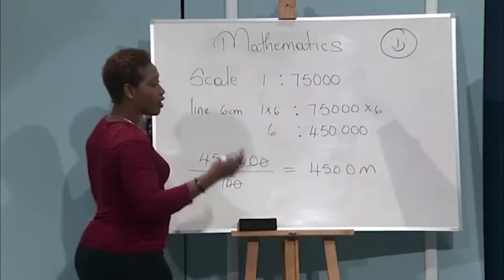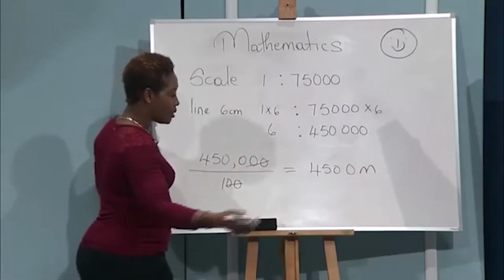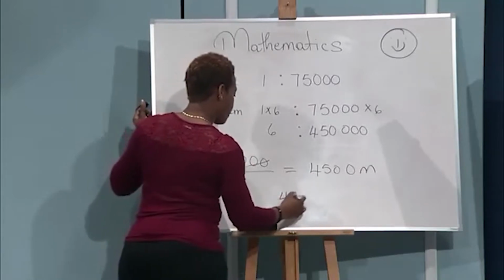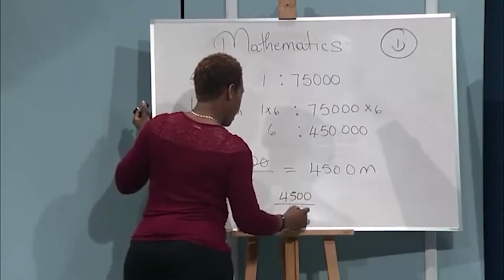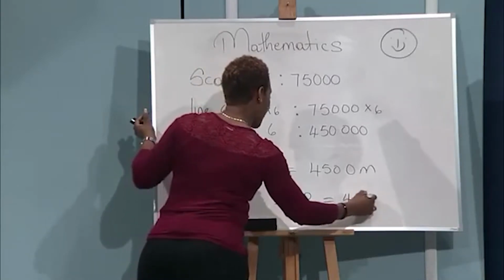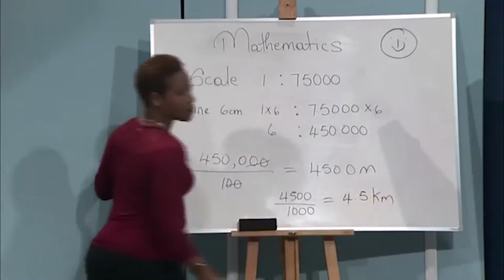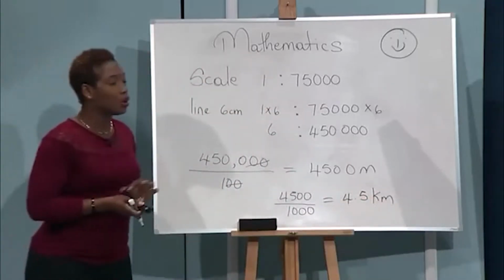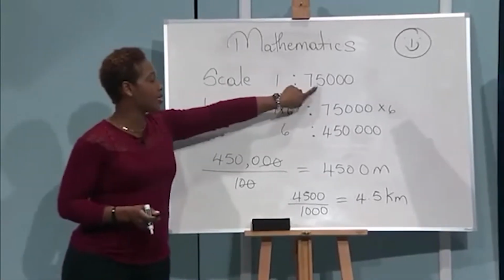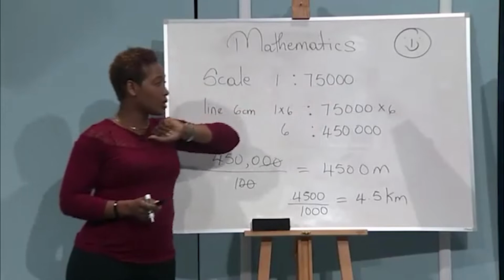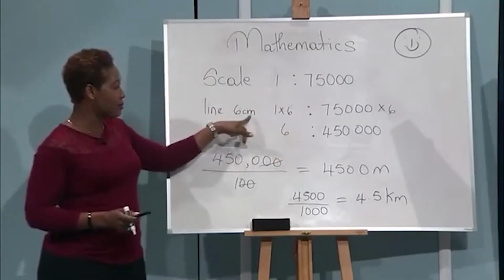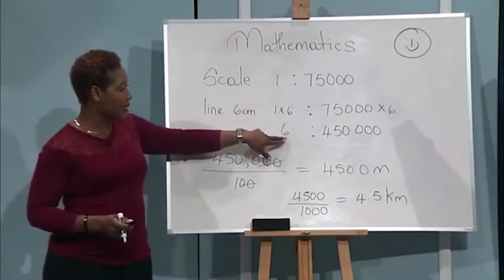And then we can now further convert it to kilometers by dividing this by 1,000. So we're going to put that here, divided by 1,000, and that would give us 4.5 kilometers. So what we're saying, if you look on the drawing and you're using the scale 1 to 75,000, that's the scale, where you have a line that measures 6 centimeters, the line will be multiplied by 6 to get it.